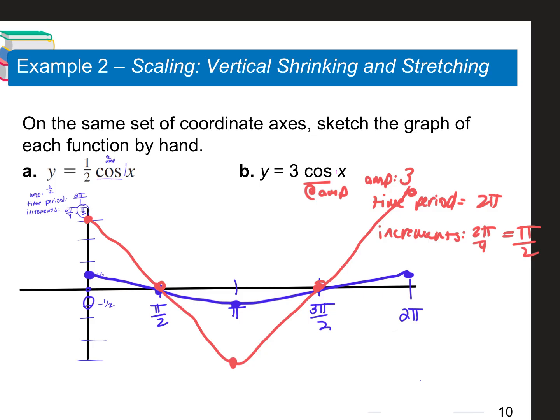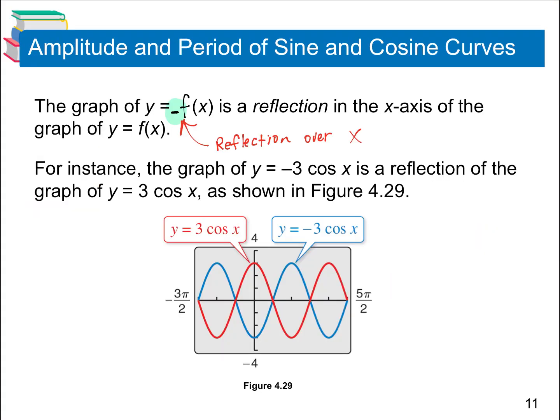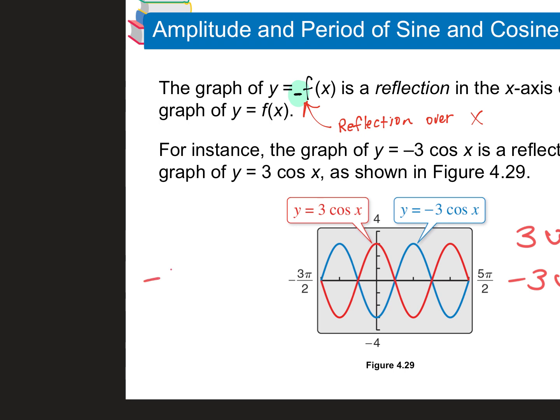All right, there's 2 more to do. We already talked about a reflection. If I have 3 cosine of x, where do I start? At the amplitude. Which one? +3 or -3? +3. If I have -3 cosine of x, where do I start? At -3. Okay, say I had -2 sine of x. Well, where does sine start? At the x-axis. If it's a -2, I start at the x-axis and I go where? I go down to -2, and then I go back up, and then I go back down, and then I go back up.